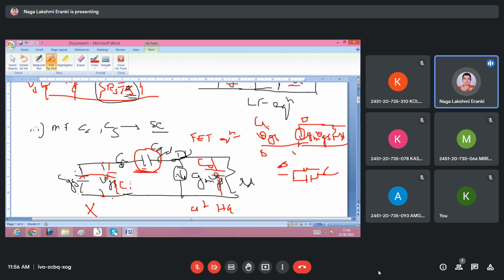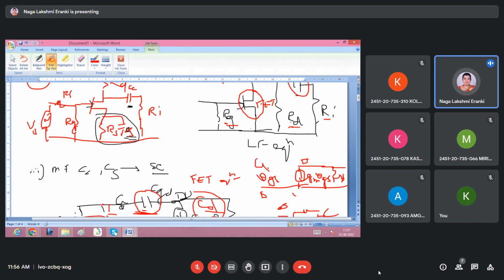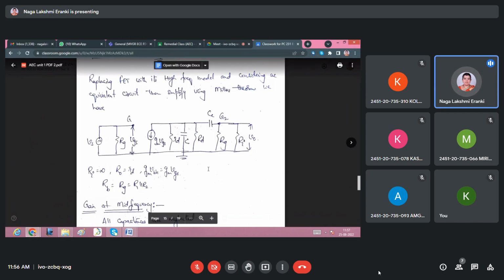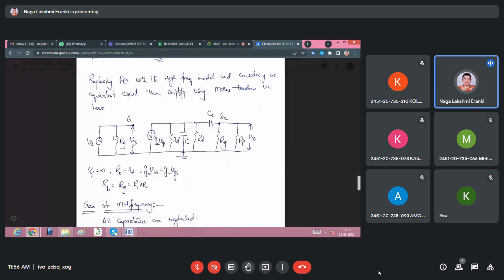So at high frequency, what capacitor comes in? An additional capacitor comes in, that is because of the high frequency model. And the coupling capacitor, because we have already connected the coupling capacitor externally, we have another coupling capacitor. So there are two capacitances in the circuit, which are directly given in the circuit. How have we given the circuit?